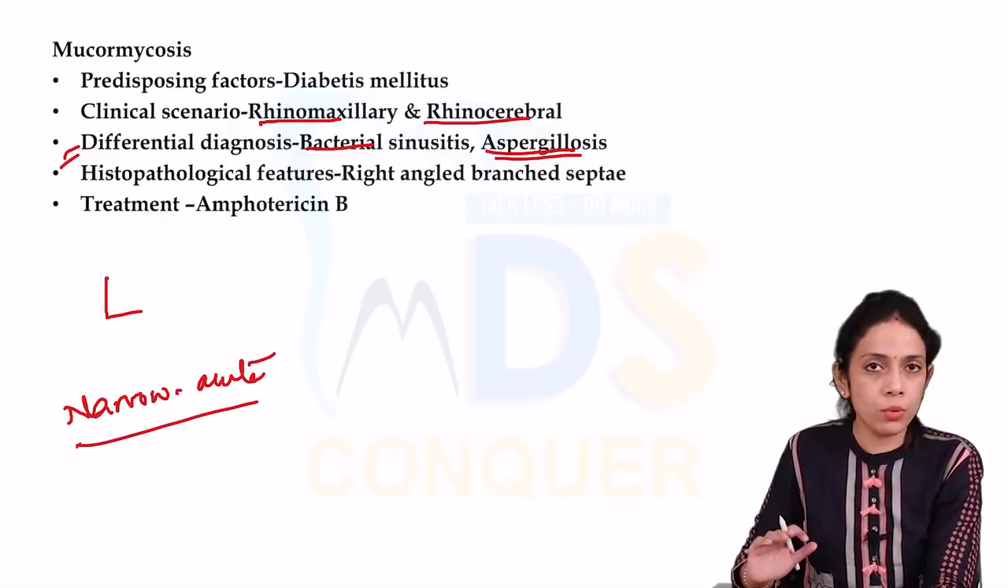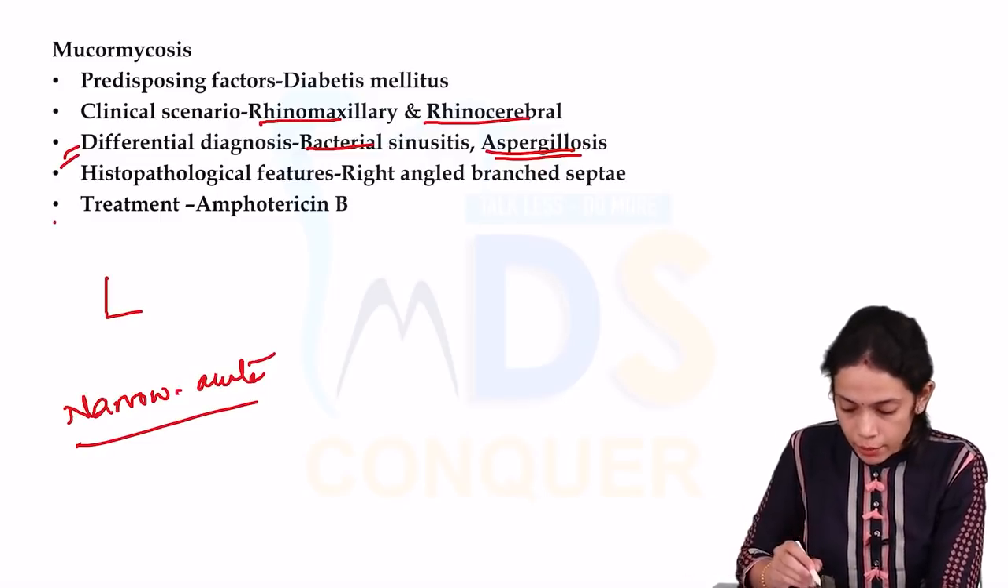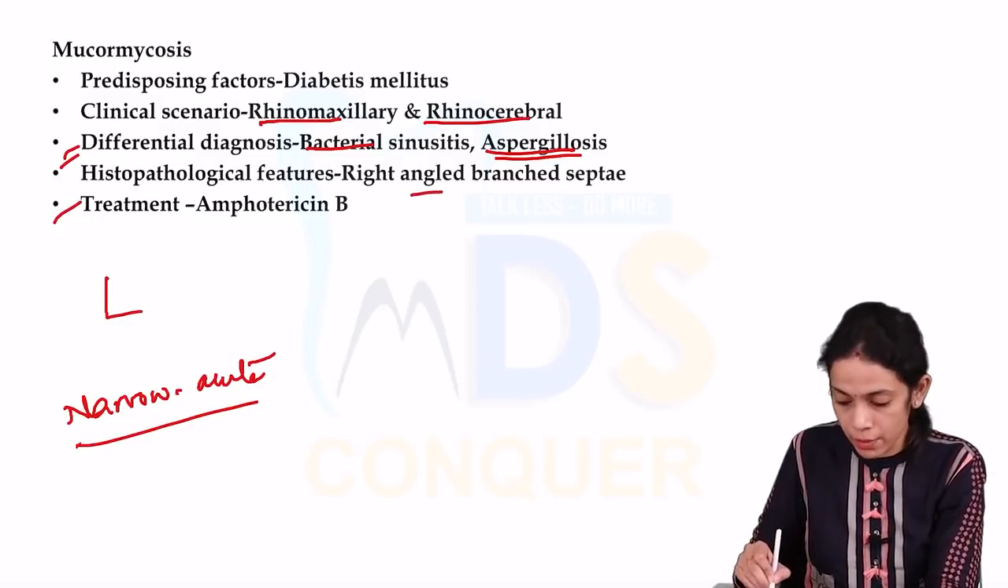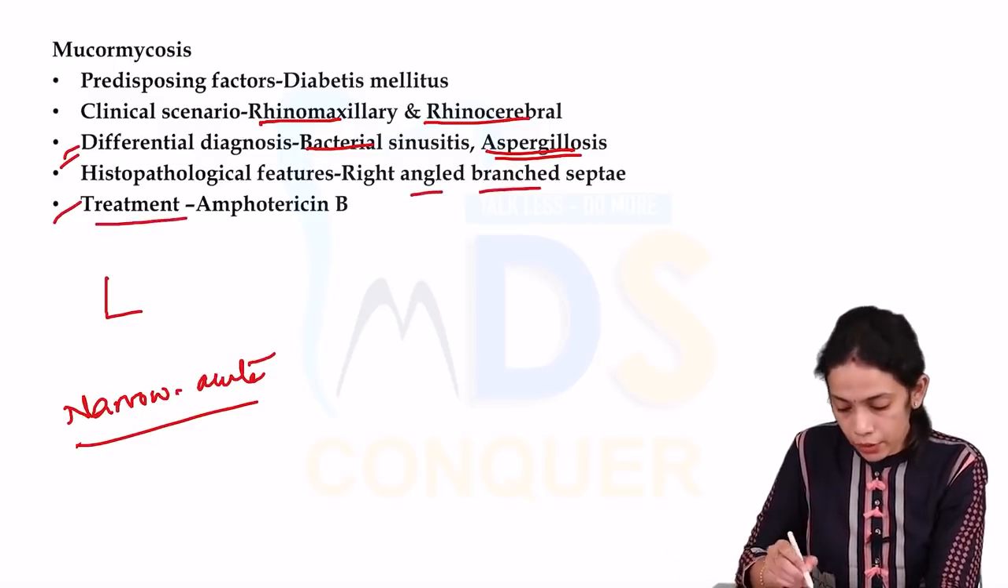So that I want to bring to your notice. Next, coming to the histopathology, as I said, it's right angle branched septate hyphae which are broad, and treatment.